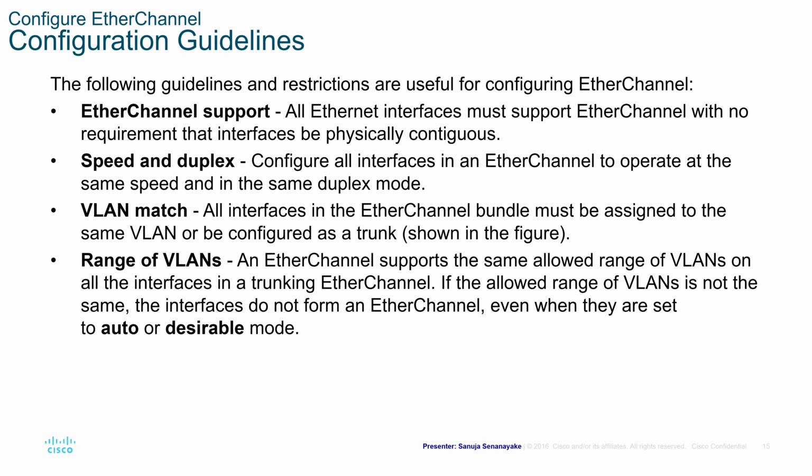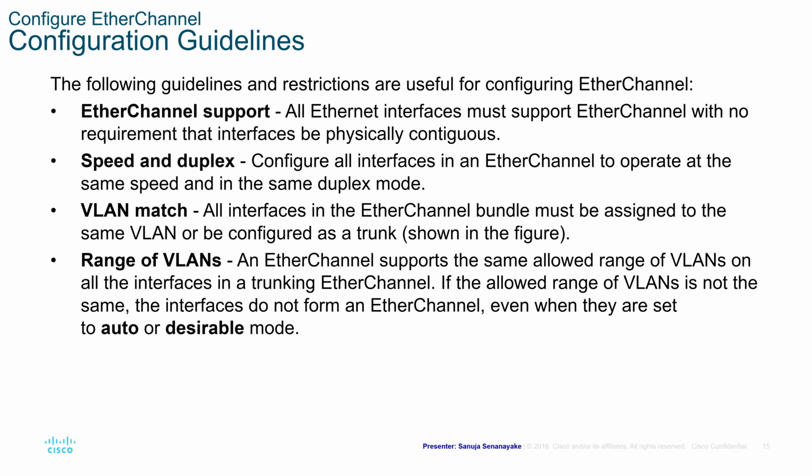Then the range of VLANs. An EtherChannel supports the same allowed range of VLANs on all interfaces in a trunking EtherChannel. If the allowed range of VLANs is not the same, the interfaces do not form an EtherChannel, even when they are set to auto or desirable mode.